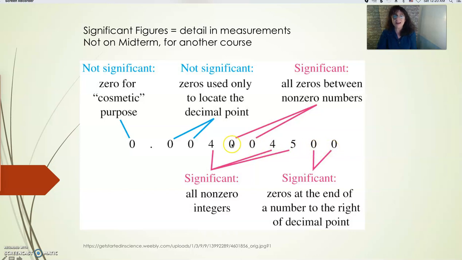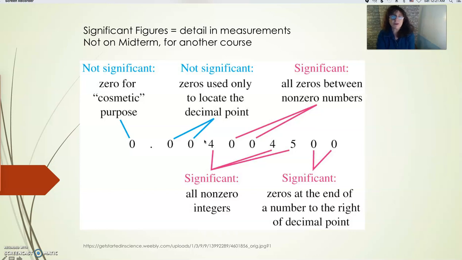So in using scientific notation on this very long number, you would say this number is 4.004500 times 10 to the negative 3. And you would have all of these digits as significant because they point out the detail that was in your piece of measuring equipment. That's a very broad overview. This will not be on the midterm, but I thought it might help you to understand precision a little bit better so that you can understand the background of what you're doing in your lab.